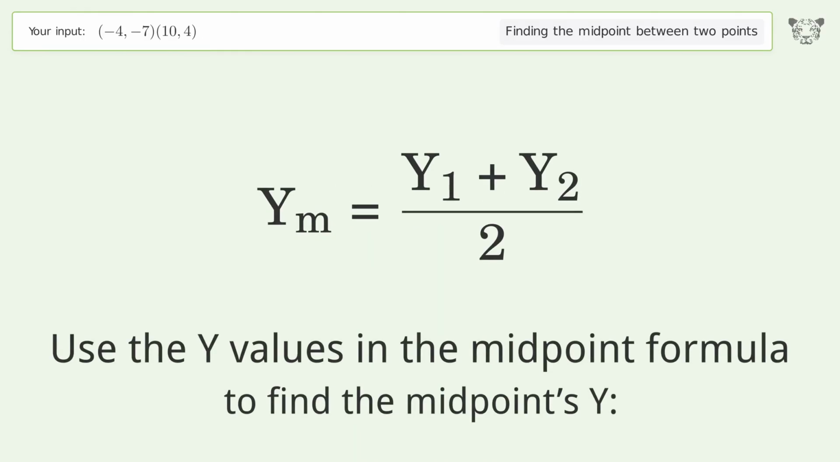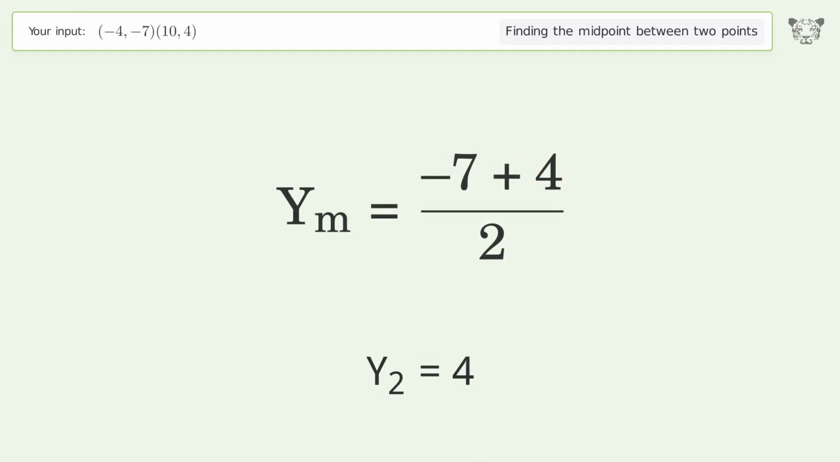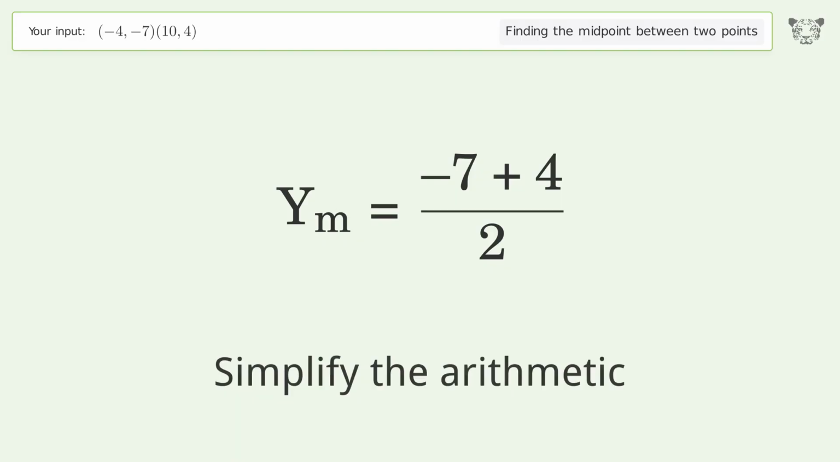Use the y values in the midpoint formula to find the midpoints y. y1 equals -7. y2 equals 4. Simplify the arithmetic.